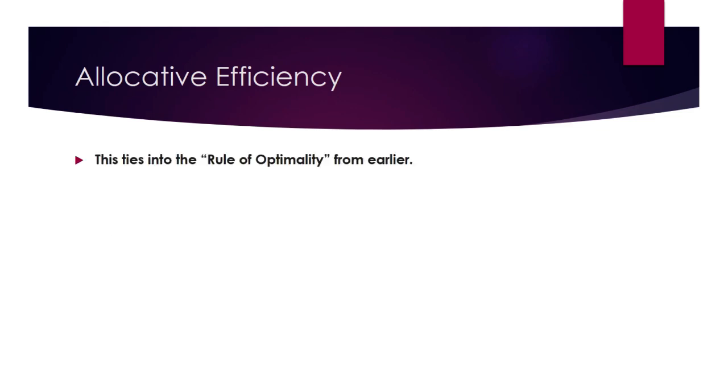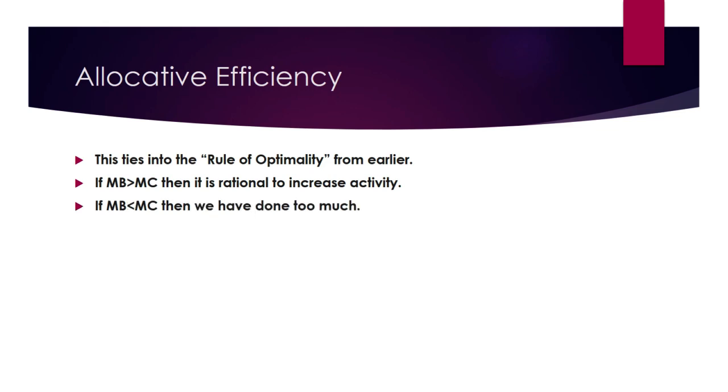Now, this ties into the rule of optimality that you learned much earlier in the semester. So, rule of optimality tells us that if marginal benefit is greater than marginal cost, then it's rational to increase an activity. So in this case, produce another unit. But if instead marginal benefit is less than marginal cost, then we've done too much. We've gone too far. We've overproduced, and we want to rein it in.